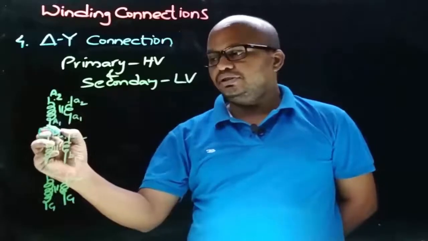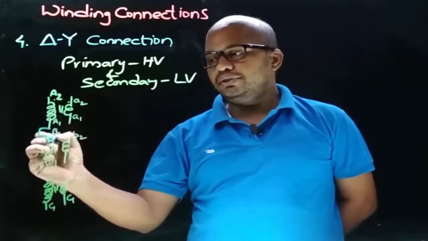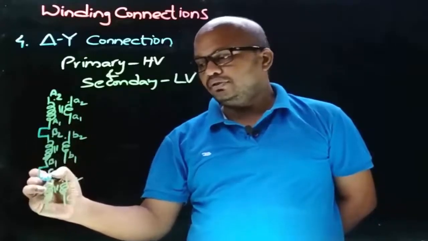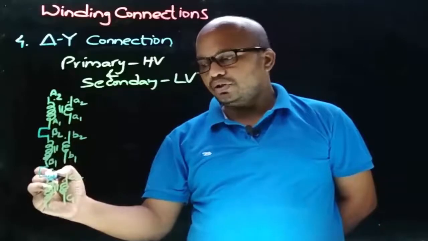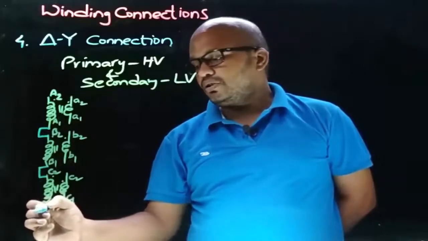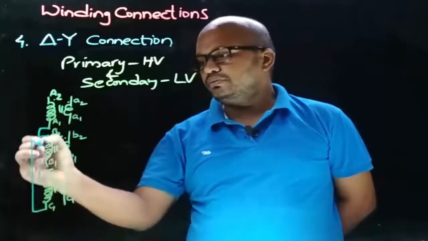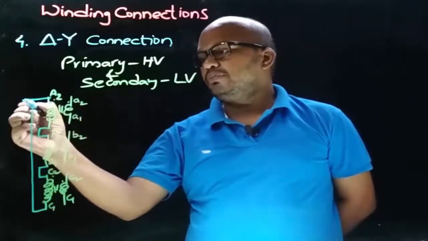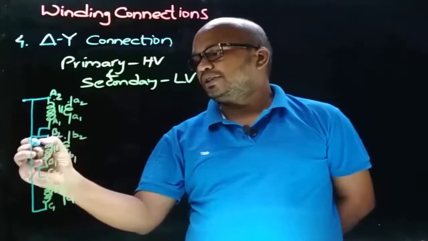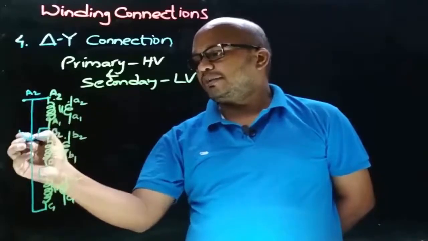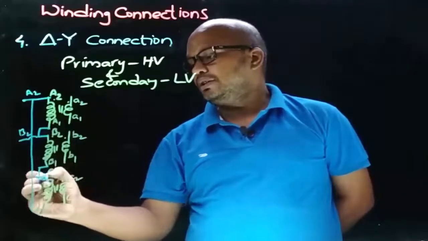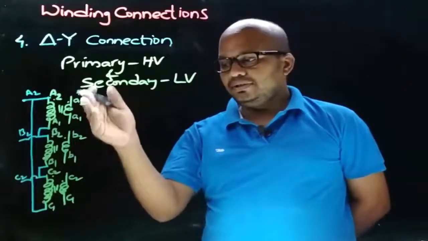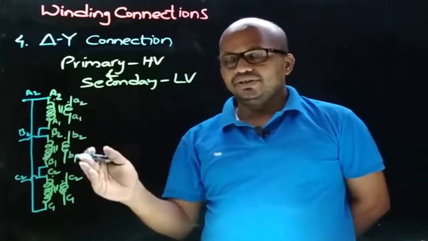And here we are joining the non-dot terminal of one coil with dot end terminal of other coil, non-dot end of one coil with dot end terminal of other coil, and similarly non-dot terminal of this coil is connected to dot end terminal of other coil. And here we are taking the connections from dot ends, that is capital A2, capital B2 and capital C2 on primary side. And now coming to the secondary side winding, that is LV winding.